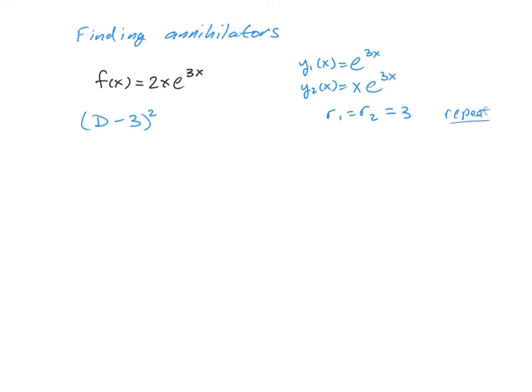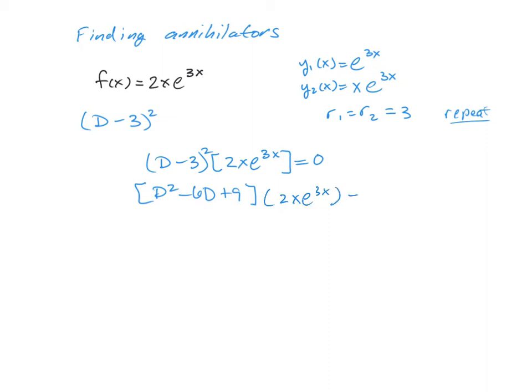Another thing you could do is you could actually calculate (D minus 3) and apply it twice to the function, and you would get 0. And it's not practical to do that, but the idea is, again, that if you were to take D minus 3 and apply this operator to 2x e to the 3x, you would get 0, because this is equivalent to D squared minus 6 times D plus 9, applied to our 2x e to the 3x. And that would give you 0.